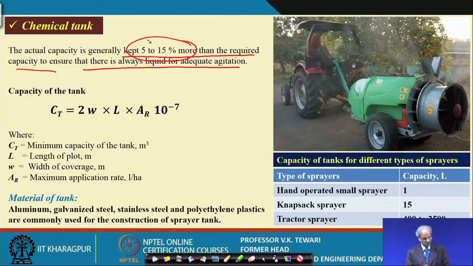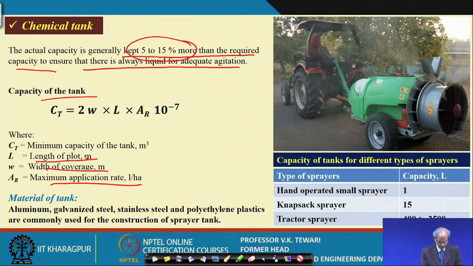Now, we need to know what is the capacity of the tank. For knowing the capacity of the tank, it is very simple. You do not require such big mechanics for that. You should know what is the length of the plot that you have at your disposal and what is the width of coverage which you want to do. If you know these two things, the application rate is known to you, because depending upon the infestation or depending upon the earlier data that you have, you will utilize this.